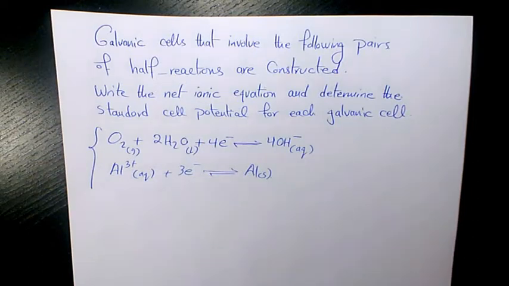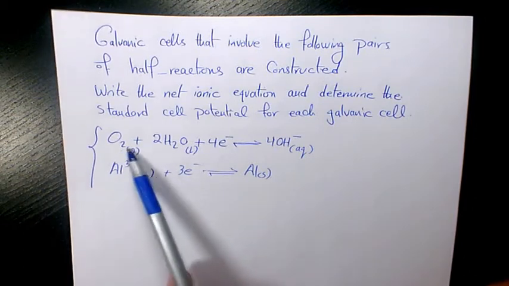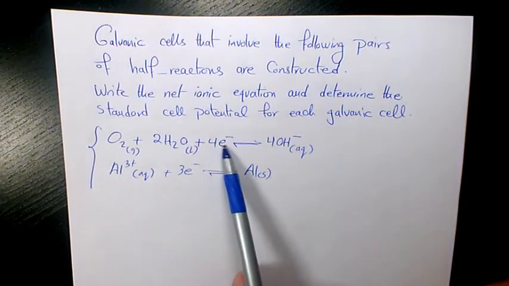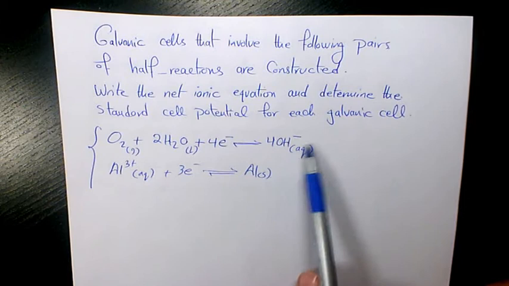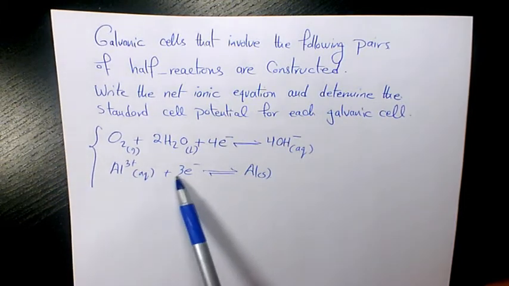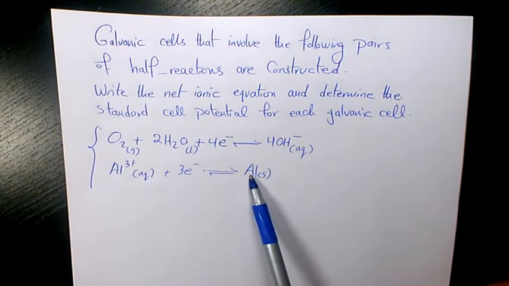Galvanic cells that involve the following pairs of half reactions are constructed. Write the net ionic equation and determine the standard cell potential for each galvanic cell. We have two half reactions here. O2 plus 2H2O plus 4 electrons gives 4 OH minus. Al3+ plus 3 electrons gives Al.